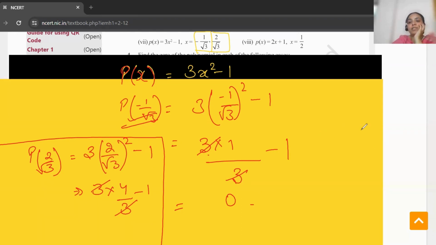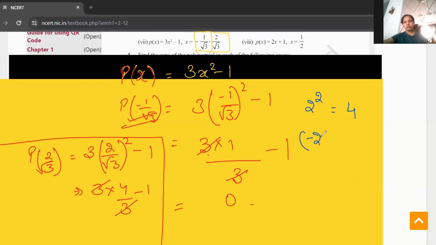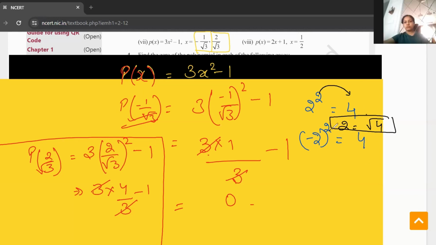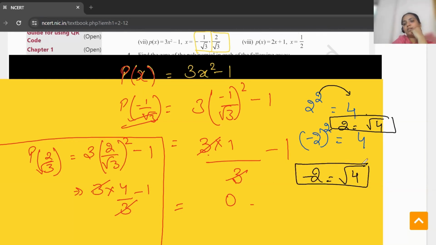Let me explain one thing here, beta. See, 2 square is 4. What is negative 2 ka square, beta? 4. Okay, if I ask you from here that when I transpose this square to the other side, that becomes 2 is equal to root 4. Is this fact correct? Yes, ma'am. If I transpose the other root, the square to the other side and make it square root, then minus 2 is equal to root 4. Is this fact clear? Yes, ma'am.